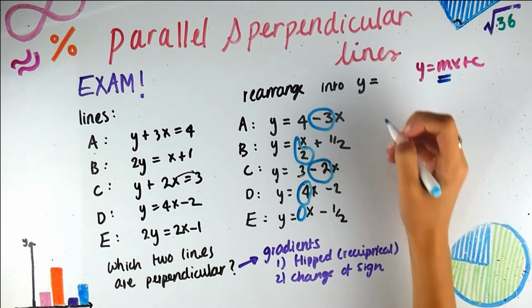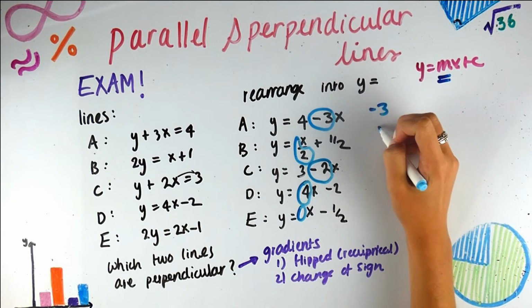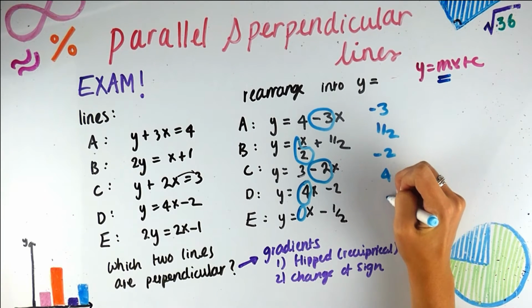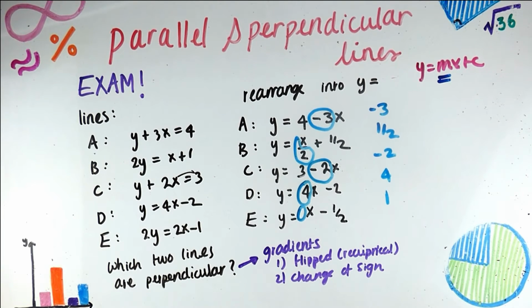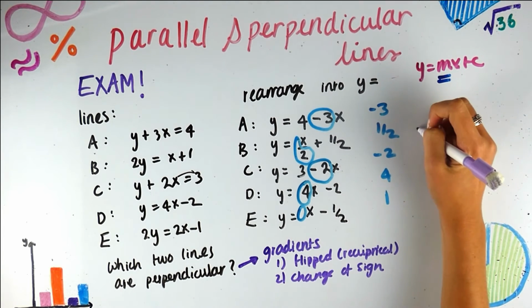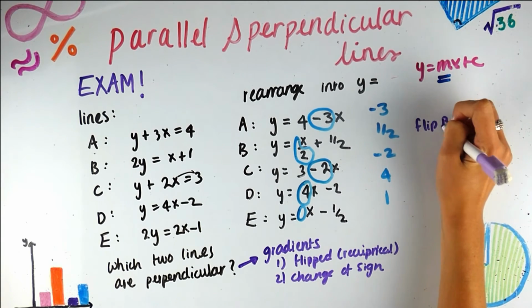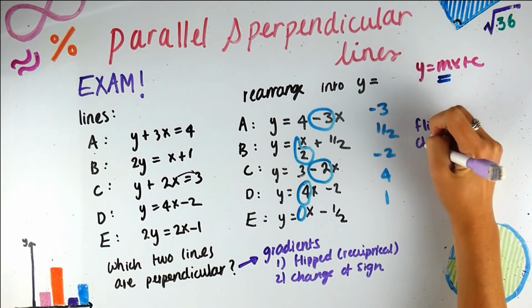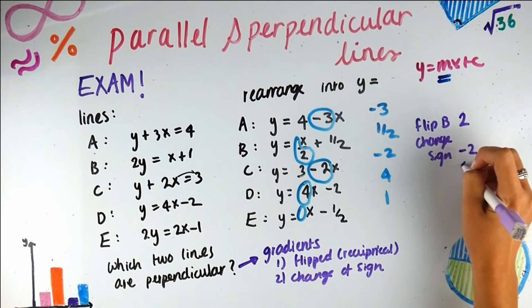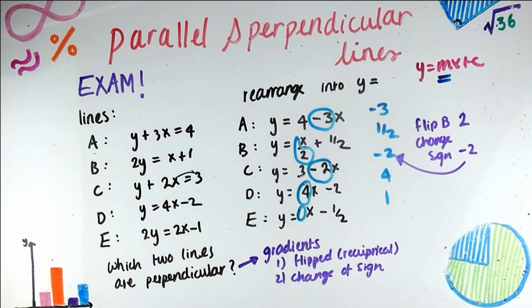So let's write them all out. For equation A, we have minus 3. Equation B, we have a half, then minus 2, 4, and 1. The only two, as I can see immediately, which look flipped with a change of sign: if I flip B, I get 2, change sign, I get minus 2, which is what C is.